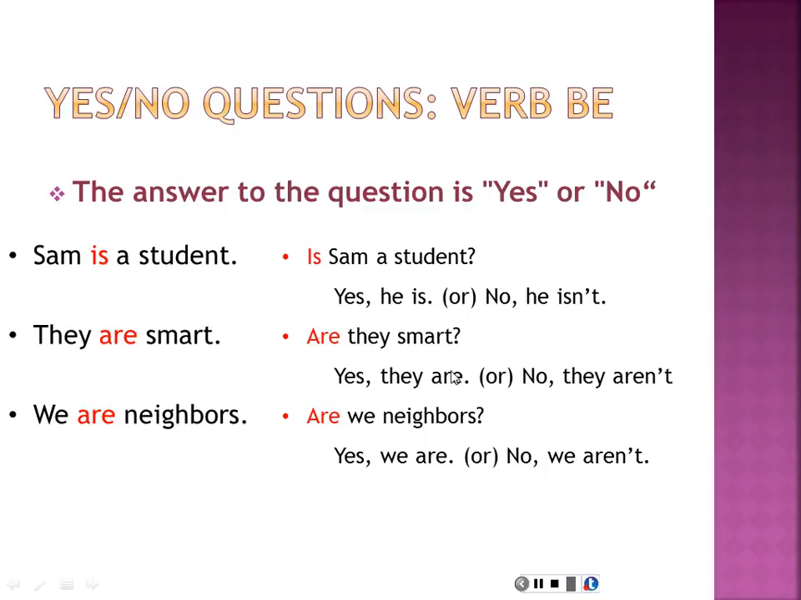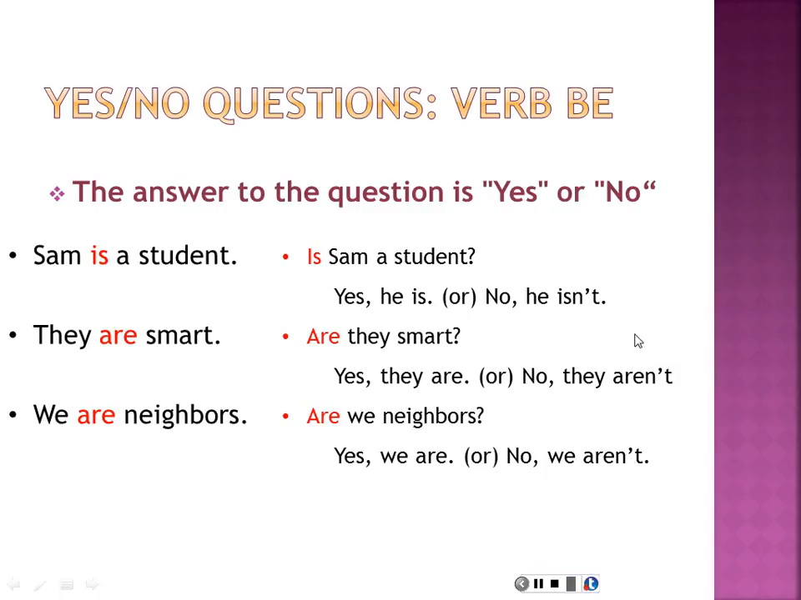We don't use contractions in the affirmative case. When we say yes, we don't use contractions. We only use negative contractions here, with negative. We can use contractions, or we can use it without contractions. So it's up to you.